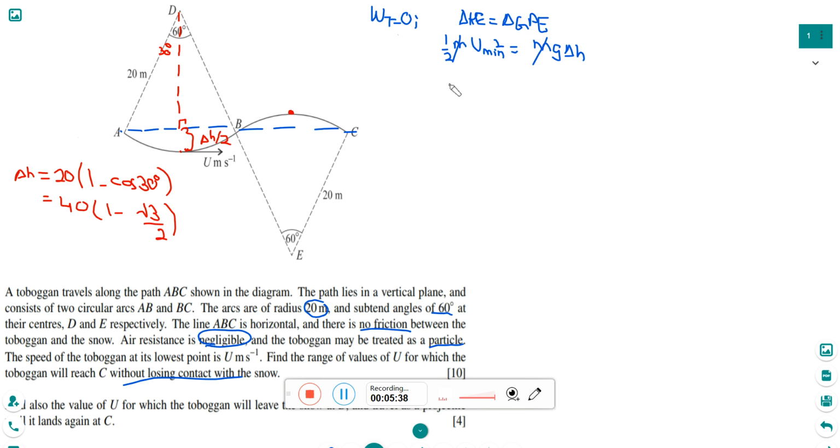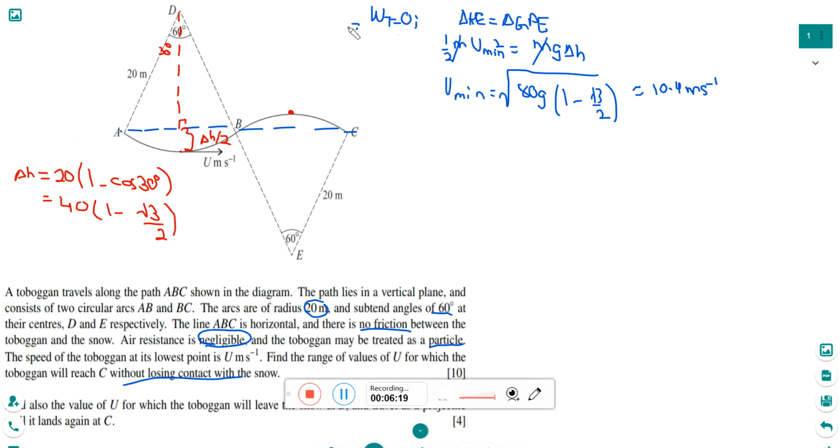Cancel out the m's. U minimum becomes radical 80 g into 1 minus radical 3 over 2. This is approximately 10.4 meters per second, taking g as 10 meters per second squared.